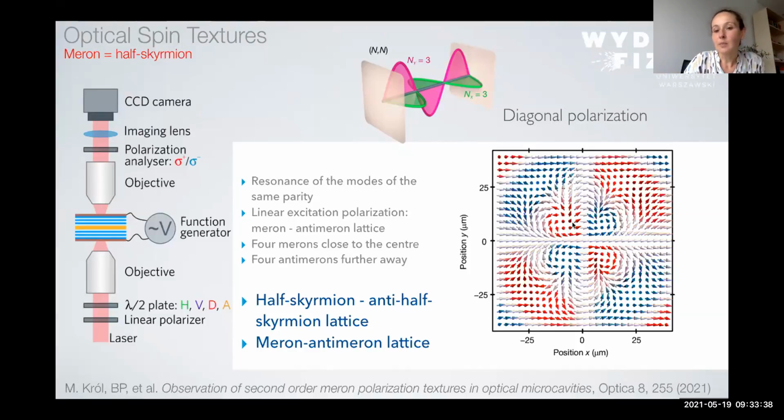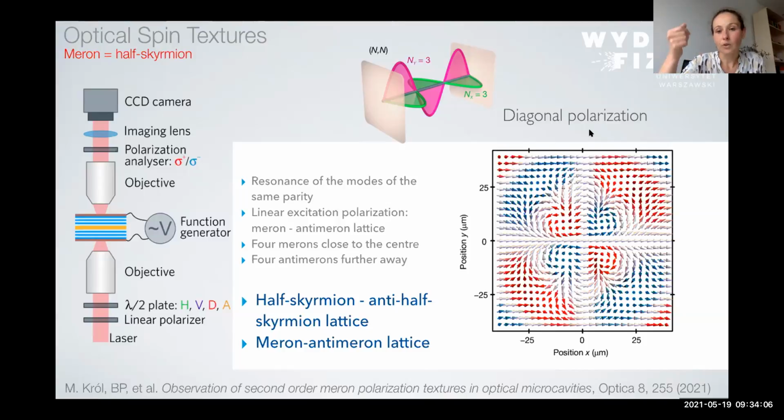And actually these patterns are known, this spin texture is widely investigated in magnetic materials, and they are known as half skyrmions or merons. So what we have here is a lattice of merons and antimerons in this polarization texture. So that was the image for when we transmit the resonant laser with the diagonal polarization.